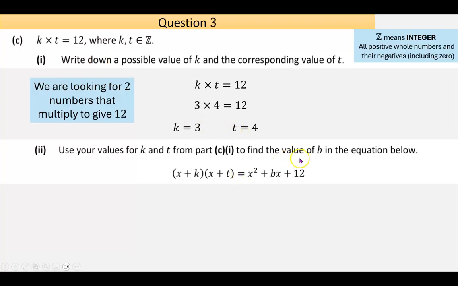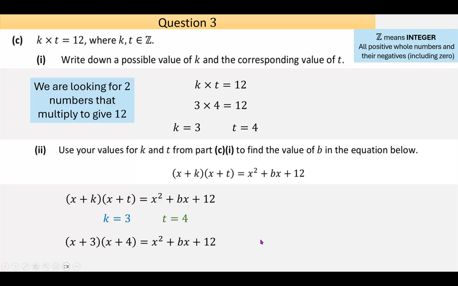Now, part 2 says use your values for k and t from part C1, so these two values here, to find the value of b in the equation below. So you're given this kind of algebraic statement, and all you have to do is swap out the k and the t with the numbers you identified in part 1, okay? Even if they were wrong, they'll still be accepted as fully correct here.